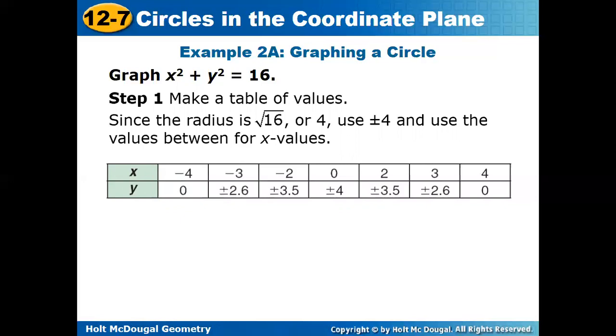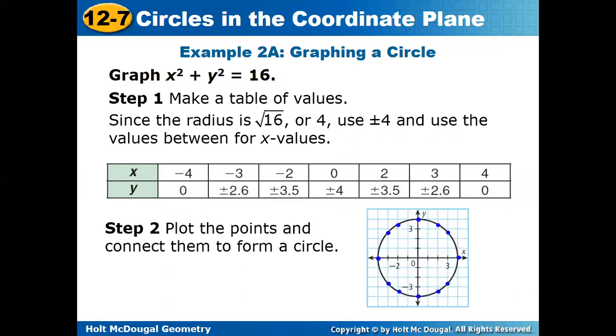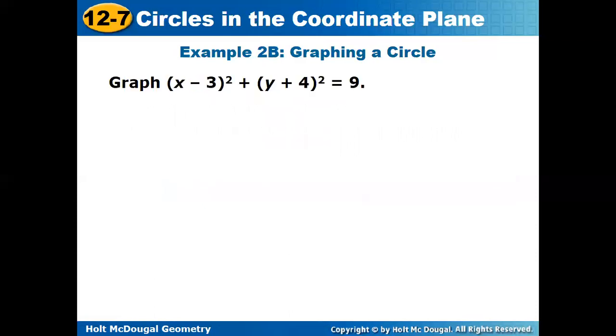Try the second number like -3. If you replace x and put -3, y will be positive and negative 2.6 and so on. Also, you can use another way, but after we finish this, okay? So plot the points and connect them to form a circle. You will see the circle like this, okay? The second way, we will see in another example, okay?